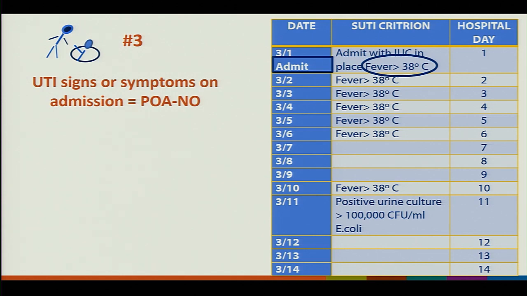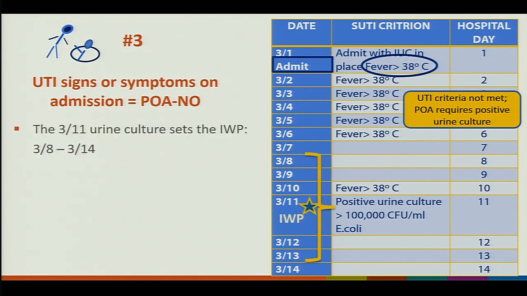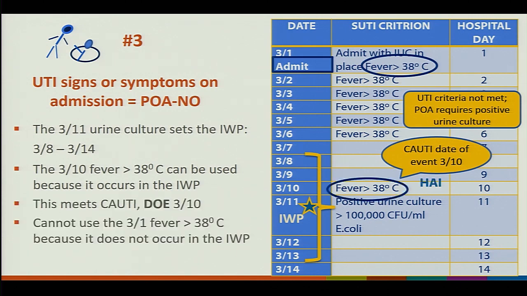Our third one is just the opposite. You think you've got UTI symptoms on admission? No. A urine criteria is not met. The POA requires a positive urine culture. 3.11, the urine culture sets the IWP at 3.8 through 3.14. We have a fever at 3.10, and this can be used because it occurs in the IWP set by that urine culture of 3.11. The DOE is 3.10. We cannot use the 3.1 fever greater than 38 because it did not occur in the IWP.